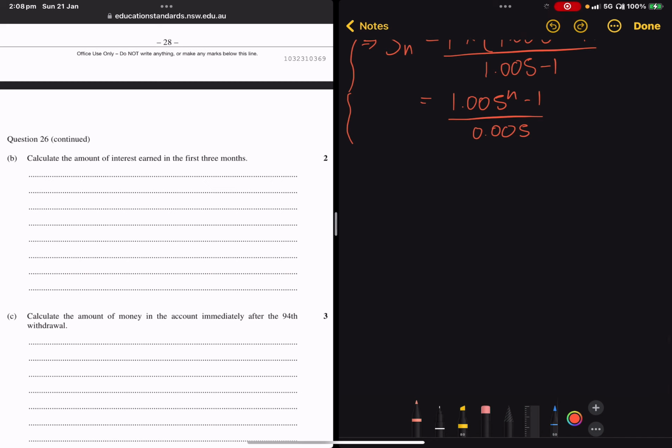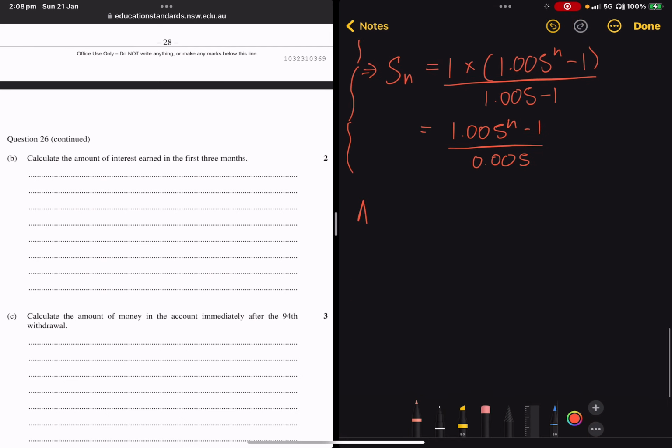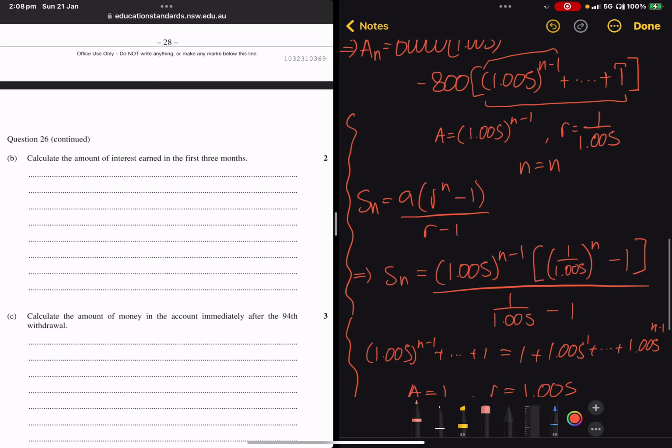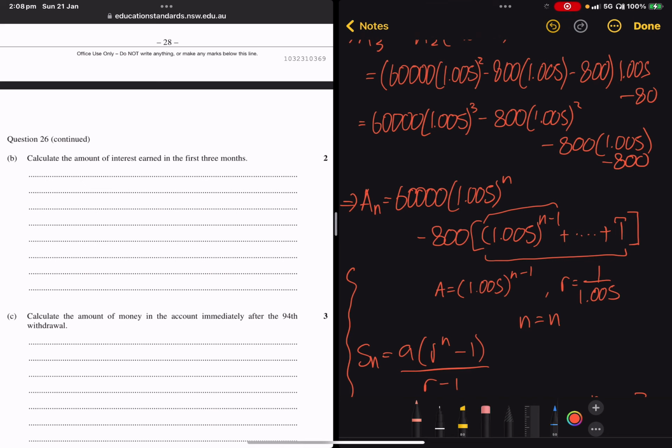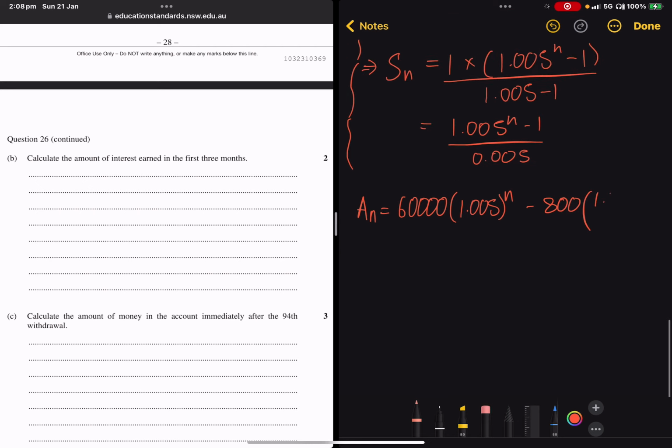So now we know what the formula is going to look like. We know that the recurrence relation after the nth term, the total amount in the account after the nth term, will be 60,000 times 1.005 to the n, and then minus 800 times the sum we just calculated, minus 800 times 1.005 to the n minus 1 over 0.005.